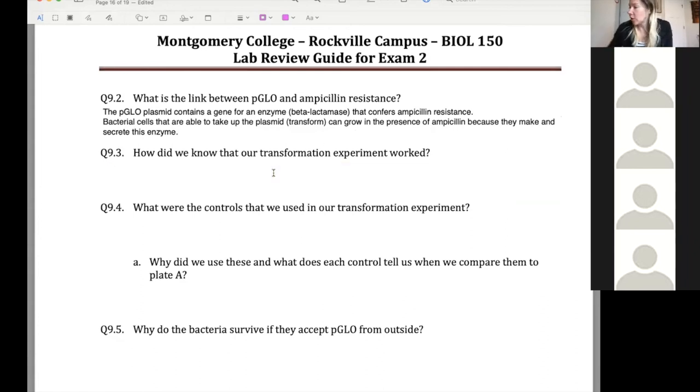So how were you able to know that transformation had taken place? It glows under the UV light. Yeah, there's two features. So it was the growing in the ampicillin and also glowing. Say the transformed bacterial cells glowed under UV light and grew in the presence of ampicillin.